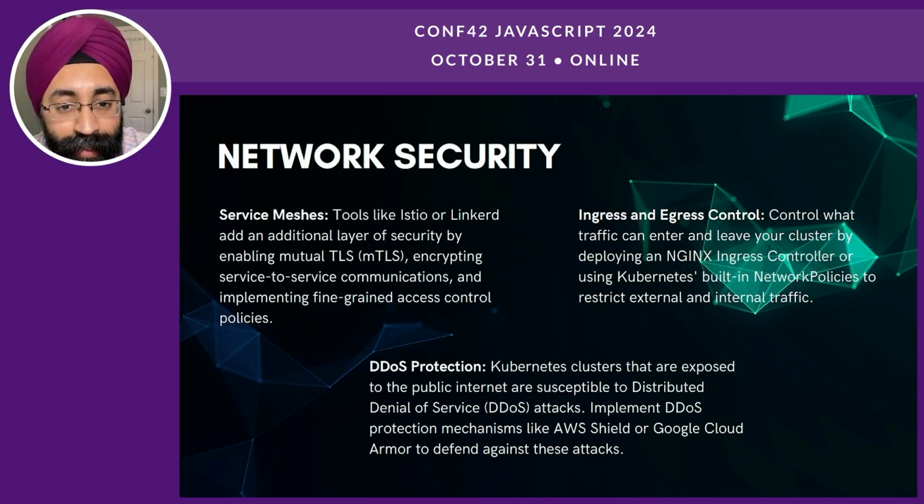Then we'll talk about DDoS protection. Kubernetes clusters that are exposed to the public internet are susceptible to distributed denial of service attacks, which is a very common attack nowadays in the cyber world. So implement DDoS protection mechanisms, and again, leverage your cloud provider, use AWS Shield, or there is Google Cloud Armor as well, to defend against DDoS kinds of attacks. So this was all about network security we spoke.